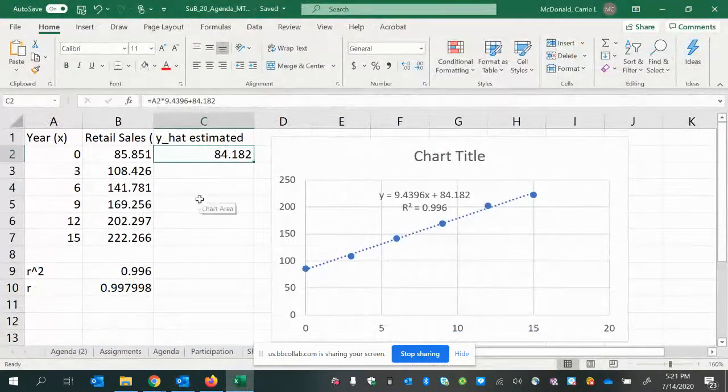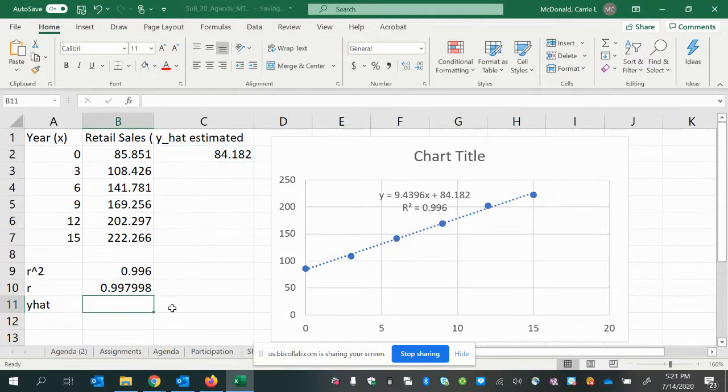16. So what we would do is we could do y hat, and we can put in the same thing we did before. Basically, we put in the x value of 16 years since 1995, times the slope 9.4396 plus the y-intercept 84.182, and press enter. And so that should be the answer there, rounded to whatever you're asked to round it to.